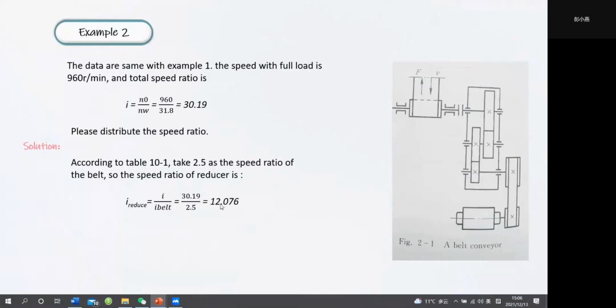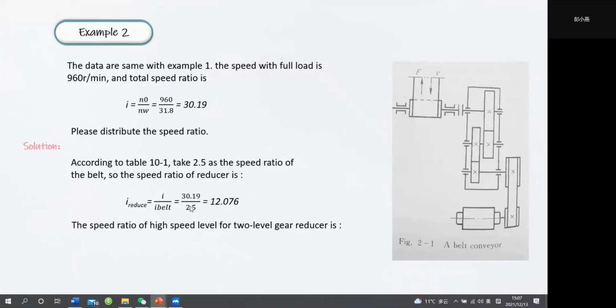And then we calculate the speed ratio of the reducer, which is 12.076. And then we distribute the speed ratio within the reducer. We can take any value from 2 to 4. Here you have taken 2.5 as the speed ratio. Yes, you can choose from the range 2 to 4. You also can choose 3. You also can choose 2.8.